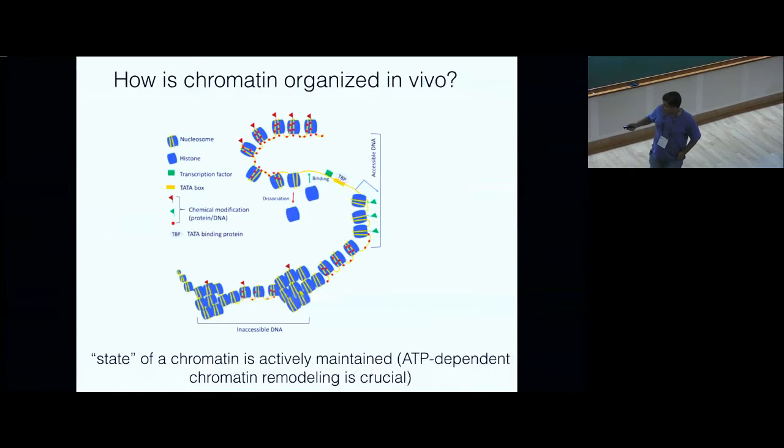And the state of the chromatin is actively maintained. It's not an equilibrium state. They're actively maintained by ATP-dependent chromatin remodeling machines. This is important to understand, that you have to constantly supply energy to maintain the chromatin in the state that you would want.